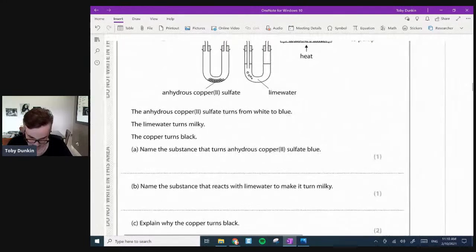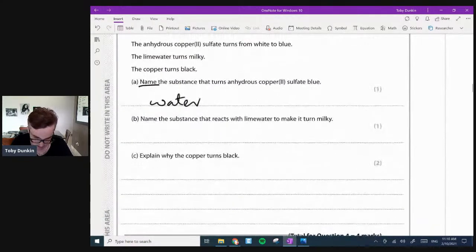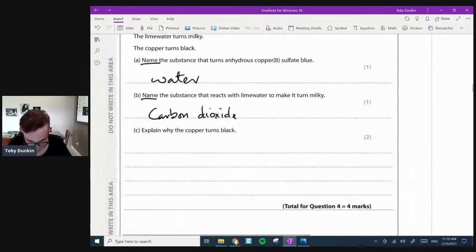State the name of the substance that turned anhydrous copper sulfate blue. It says name, so it's water. Watch out. If you write the formula there, you'll lose it. Name the substance that reacts with lime water to turn it cloudy. Name again, carbon dioxide. Lots of people will fall into that trap. There are loads of them.